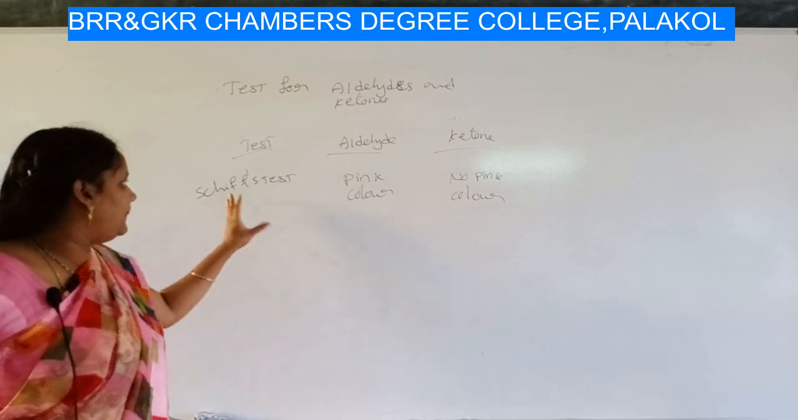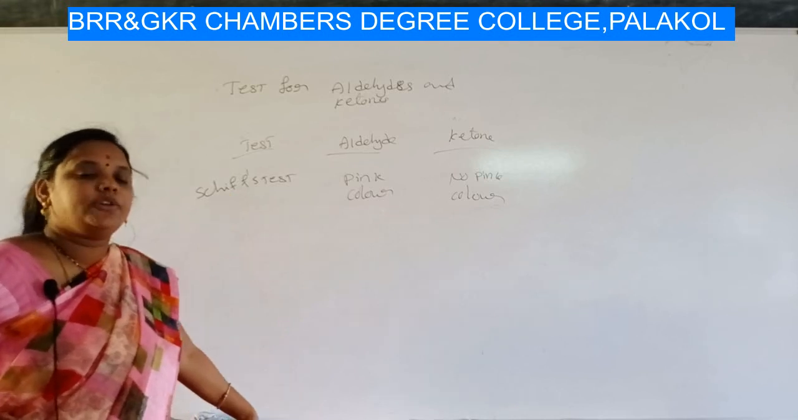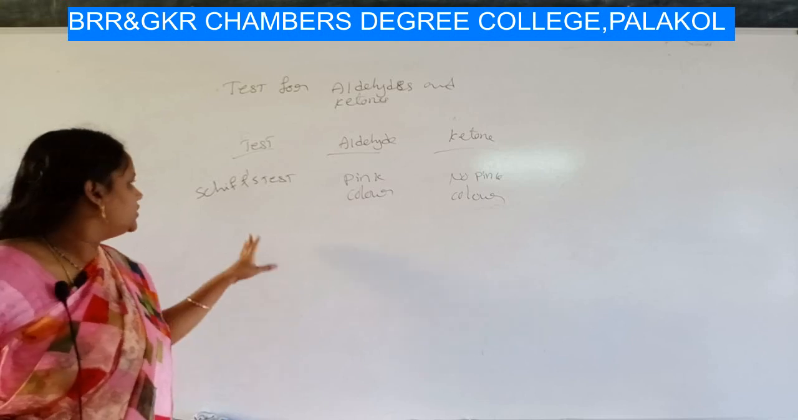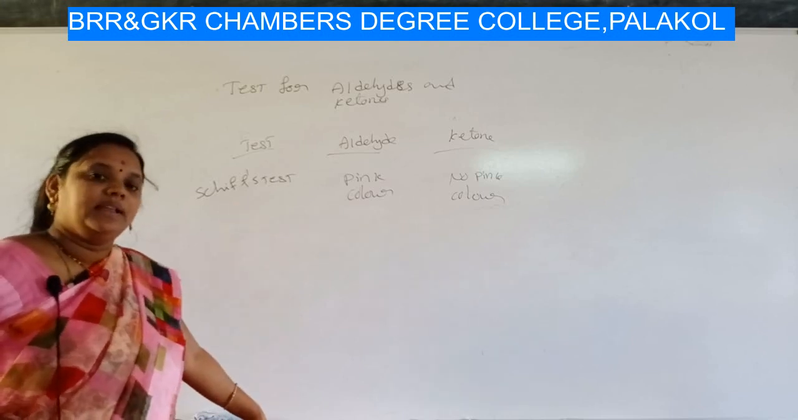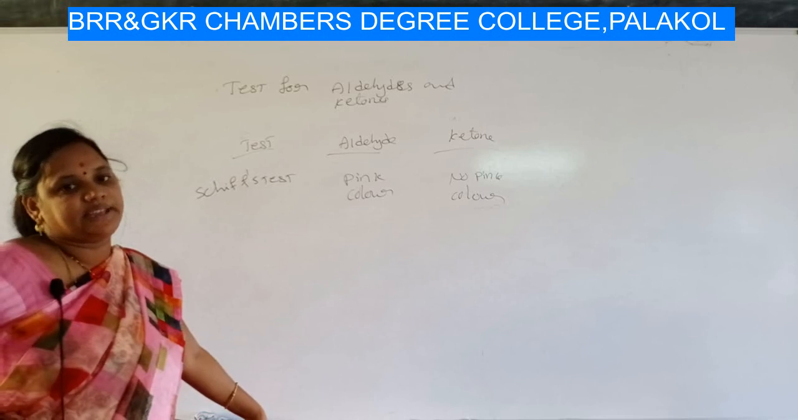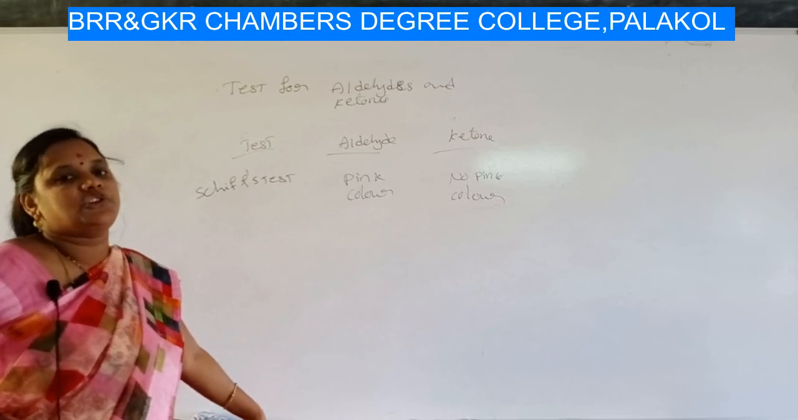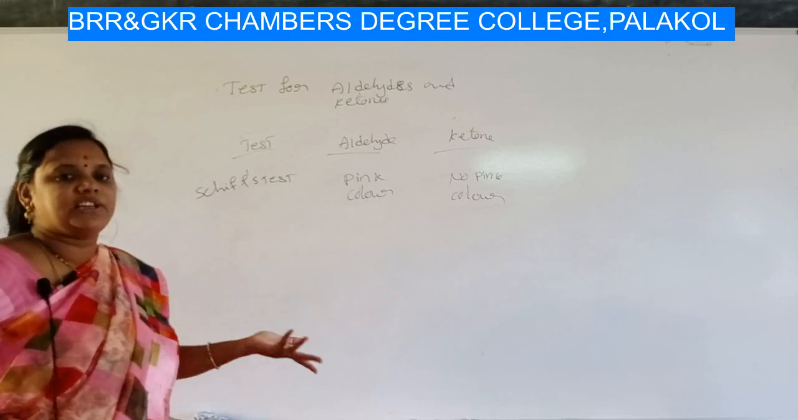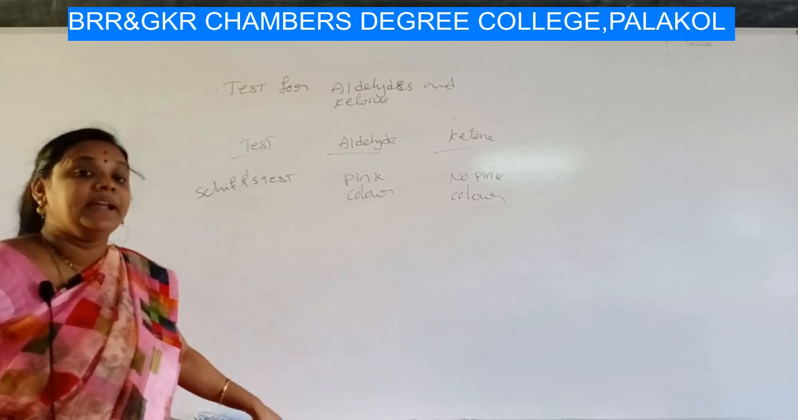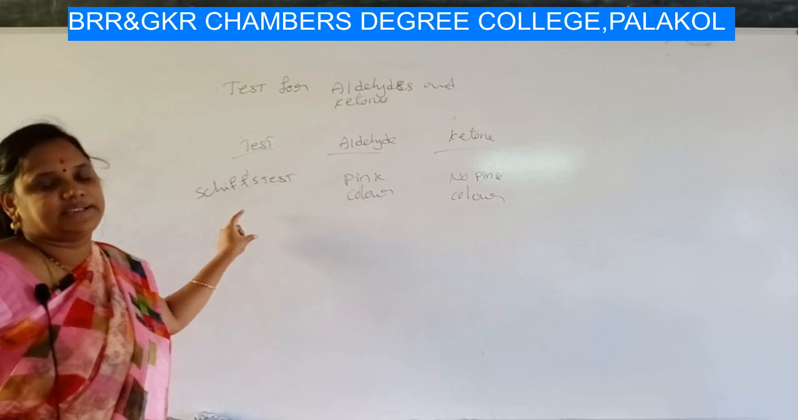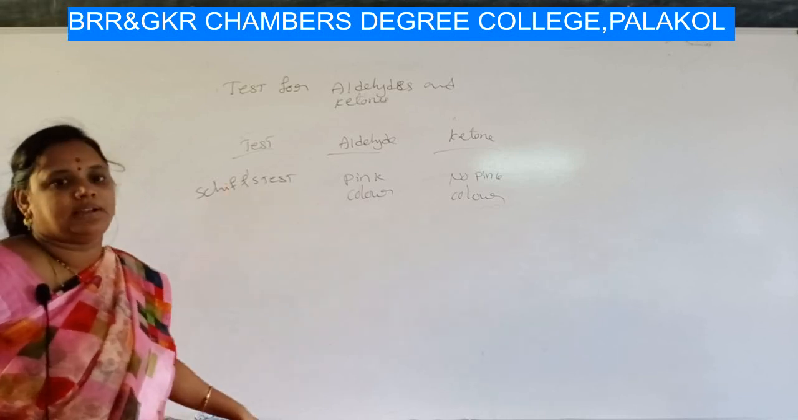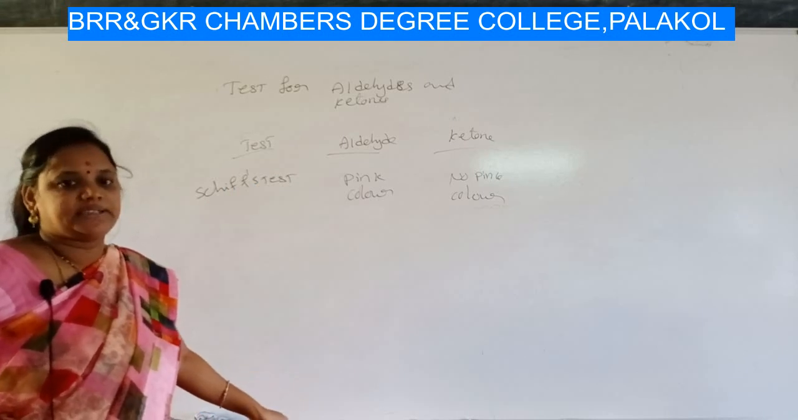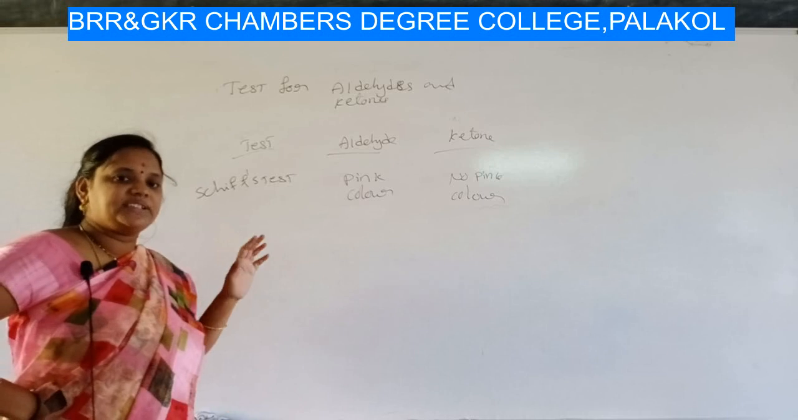Actually, Schiff's reagent is colorless, but in laboratories we will observe some pink solution of Schiff's reagent because it has already been oxidized with air, converting the colorless solution into pink. If you add a pink solution to ketone, it will show pink color. So you have to add colorless Schiff's reagent solution so that you can observe whether pink color is forming or not. Understood, students? Schiff's reagent is actually colorless.